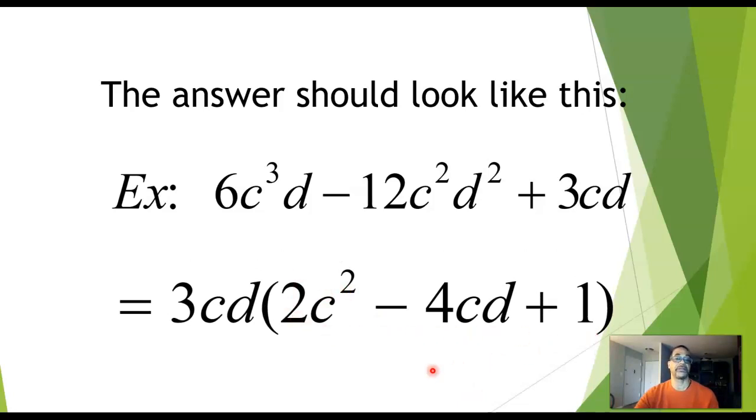So you can check: if you multiply this back in, we're going to get 6c to the third d. That's what we have here. You take 3cd, multiply it back in, we get our 12c squared d squared, and 3cd times 1 is 3cd. So if we multiply it back in, we actually get the same thing up top. So that means we actually factored it correctly.